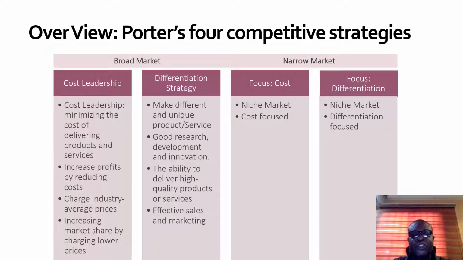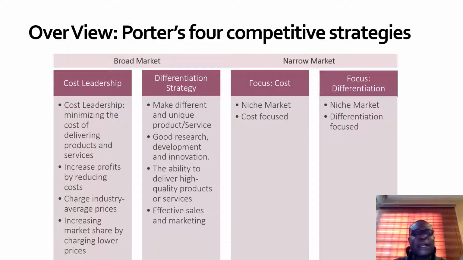You use differentiation as the market development strategy. Now, in that instance, you make different and unique products and services. In other words, you have certain competitive advantages that make you a differentiator in the market. So that also is a strategy to follow.